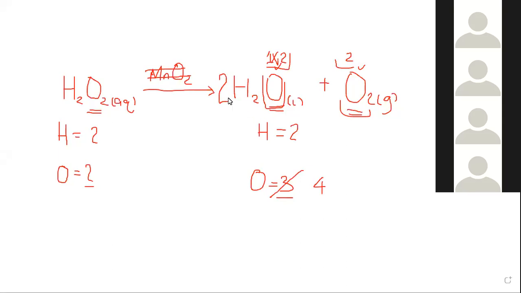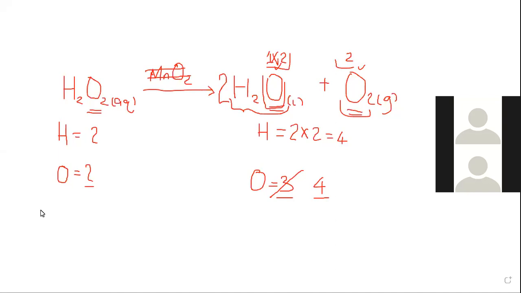The only challenge is, since I put a two in front of water, hydrogen has also been affected. So hydrogen will also be multiplied by two to give us four. So let's continue. Since oxygen atoms on the right-hand side are four, what can we do on the left-hand side to make them four also? By show of hands. Angel, you can go ahead.